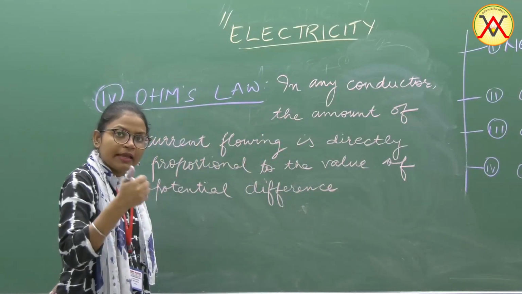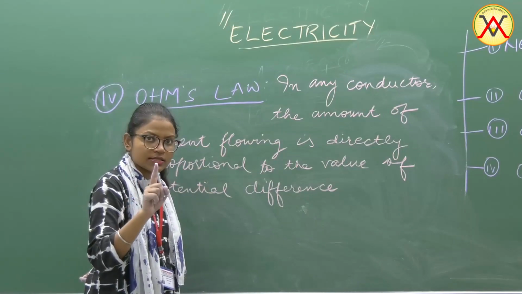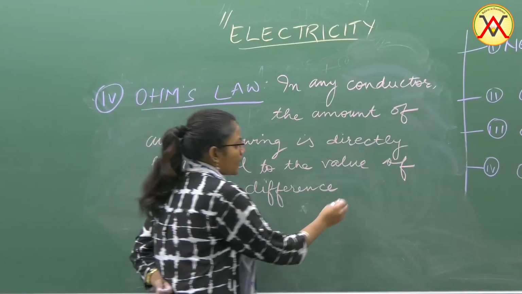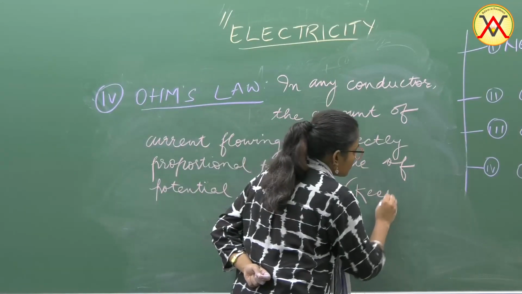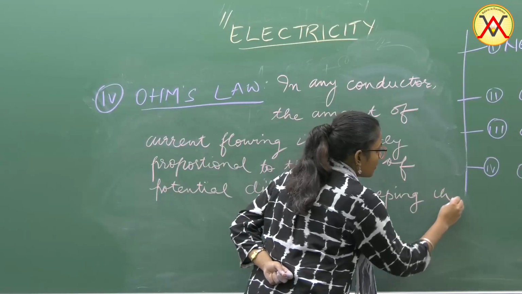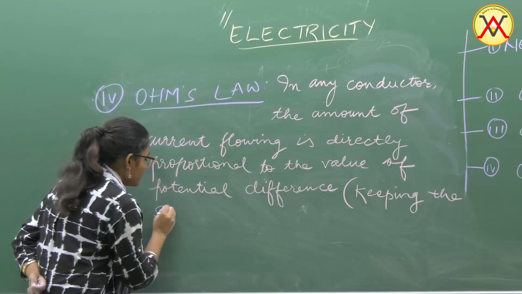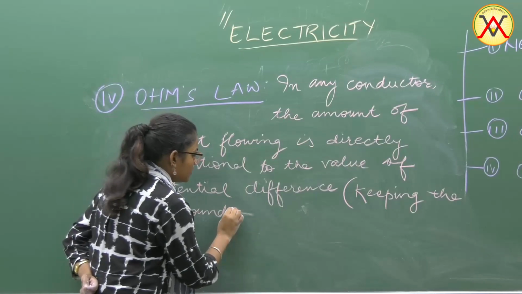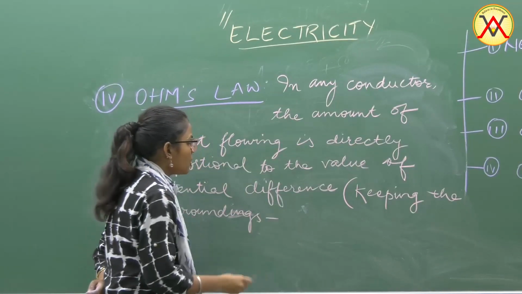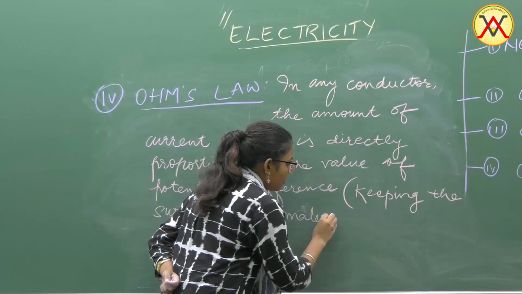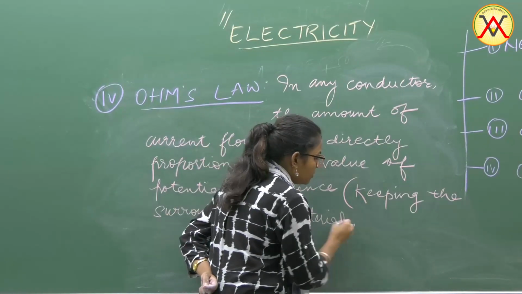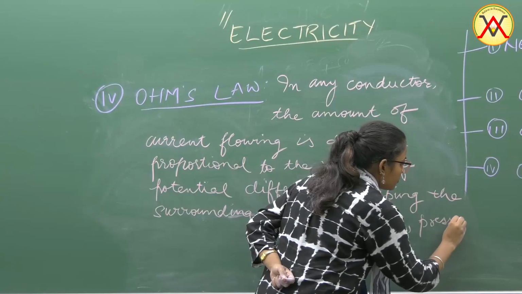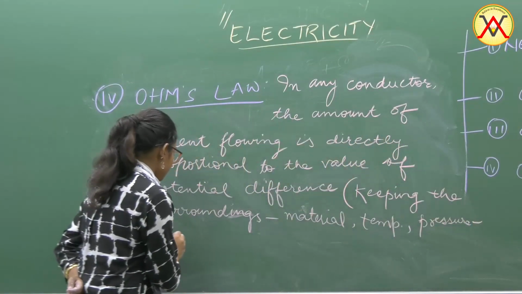But he did what? He kept the material of the coil constant. He kept the temperature and pressure of the surroundings constant. So it has got some limitations. Keeping the surroundings, in the sense material of the coil, temperature of the coil and pressure constant.